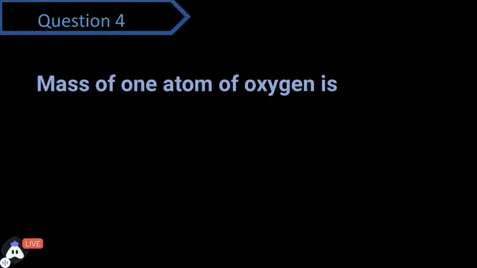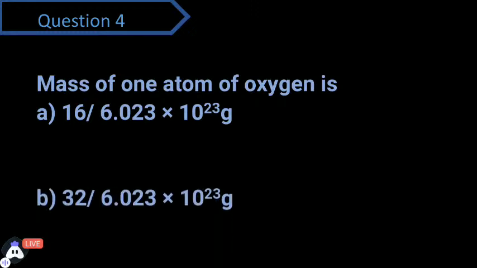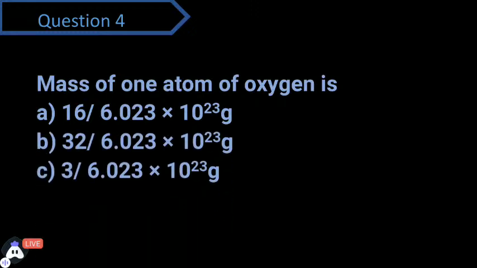The question number 4. Okay, let's check what the question says. Mass of 1 atom of oxygen. You need to calculate the mass of 1 atom of oxygen, and the options are A, B, C and D. Solve it out and tell which one is the correct answer, or which one tells the mass of 1 atom of oxygen. That's again an easy question.